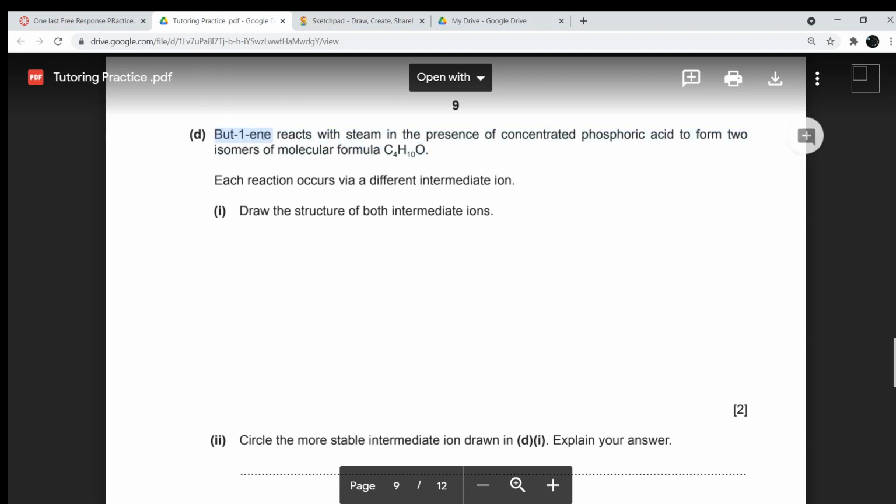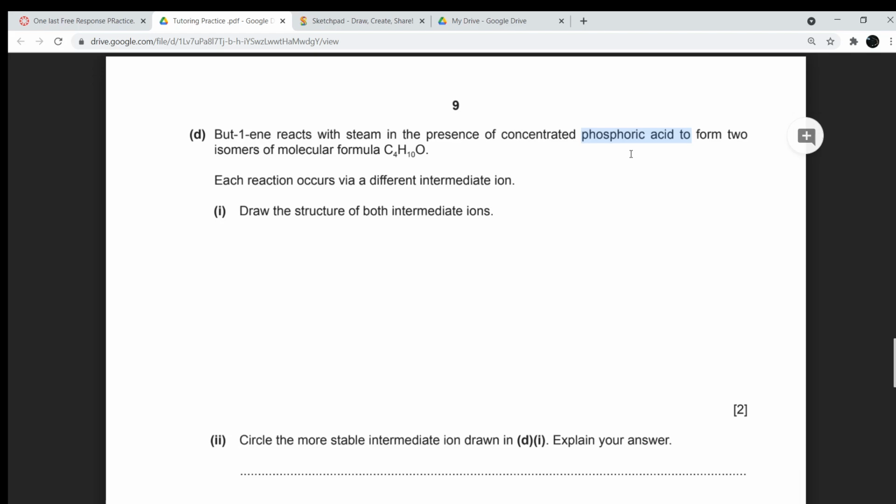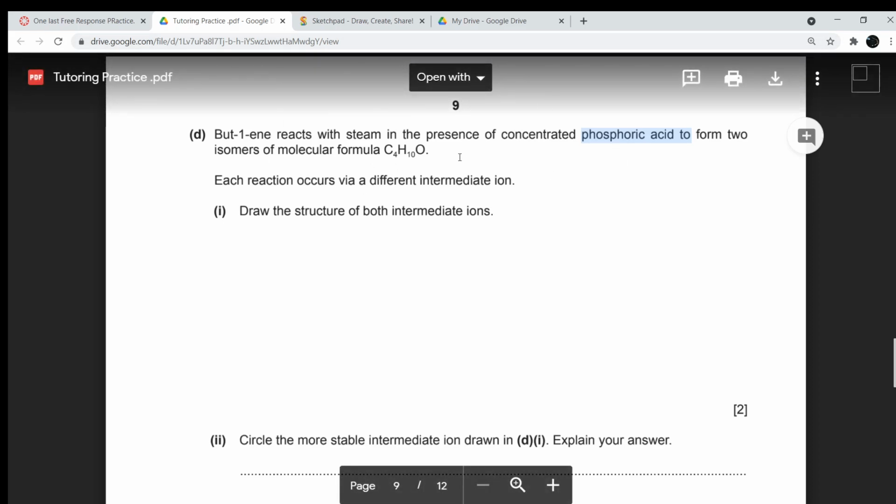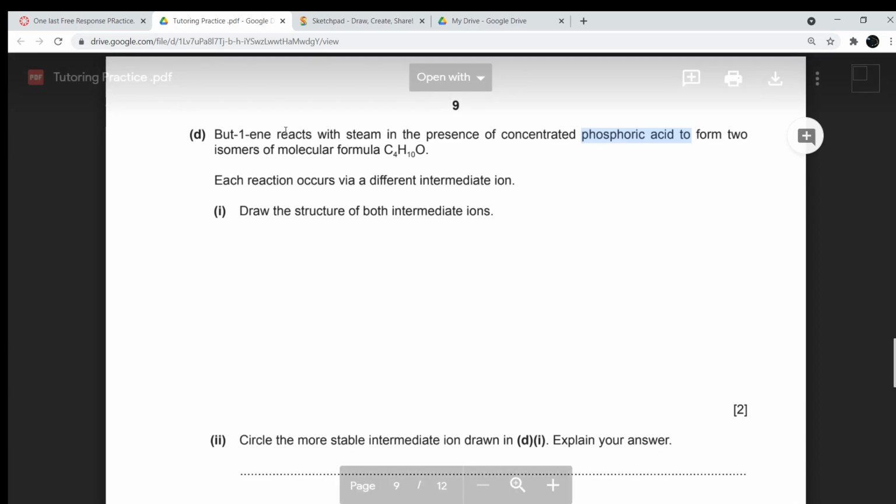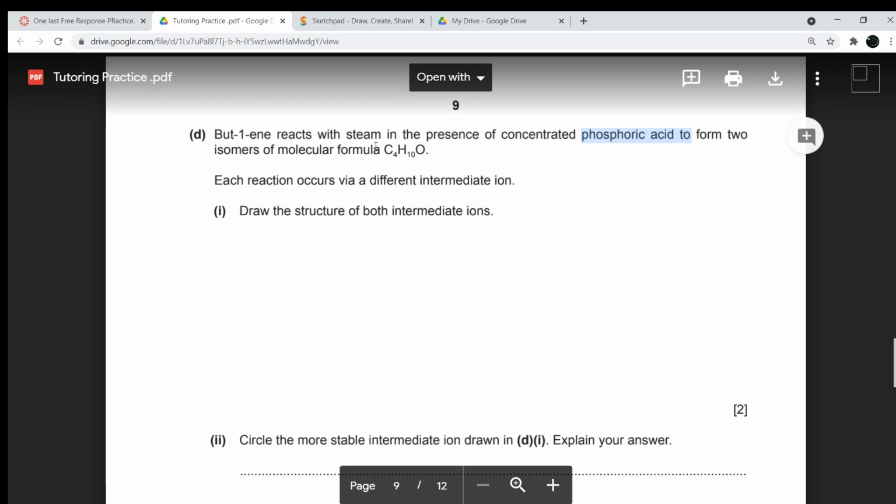Okay, so but-1-ene, right away I'm thinking about that double bond, and I'm thinking, man, that double bond is fragile. I bet something's going to happen there. And it reacts with steam in the presence of concentrated phosphoric acid. I already know, I said it before that we could talk about steam. That's how we add to an ethene molecule to form the molecule, and it's this one.